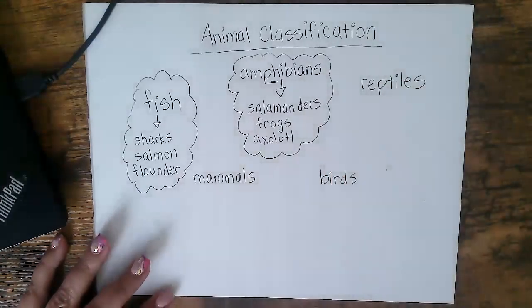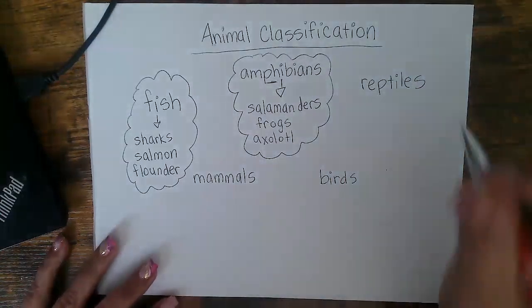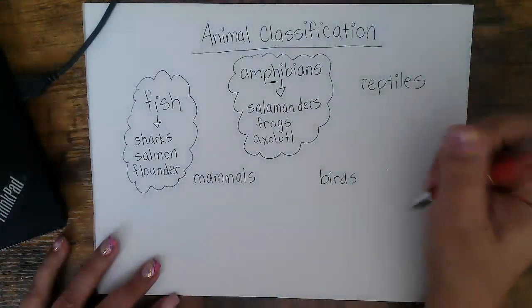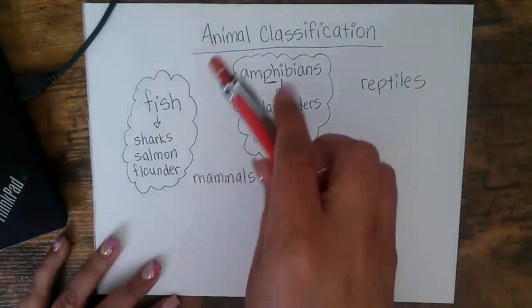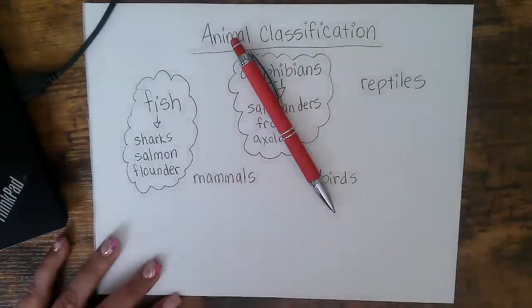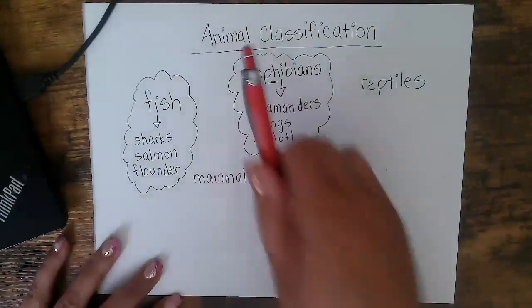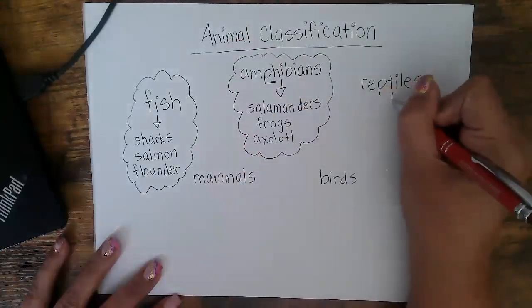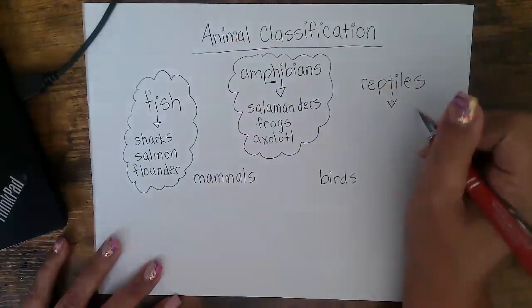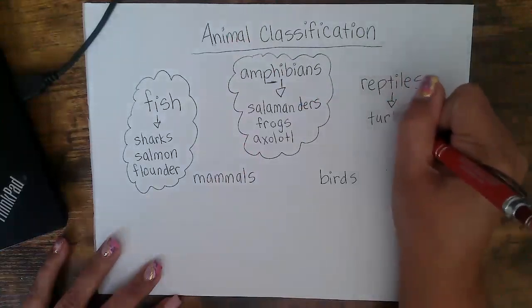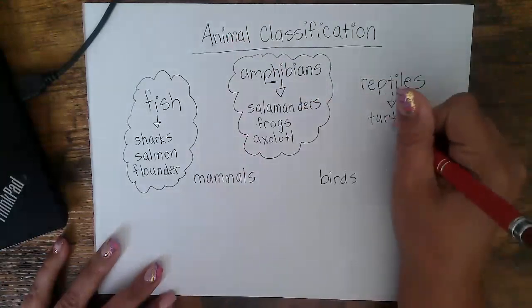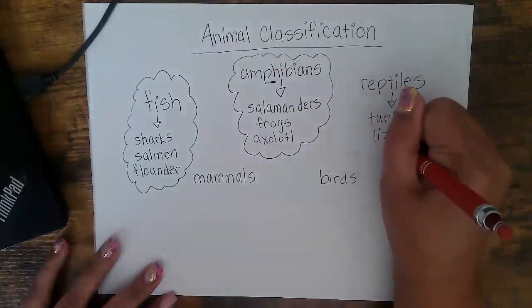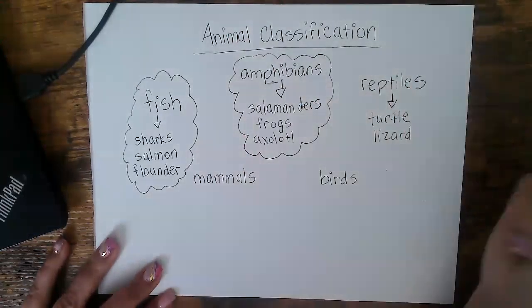Another big classification of animals are reptiles. Pause and share any type of reptile that you know of. Raise your hand. Excellent. I'm going to go ahead and put 3 types of reptiles. I'm going to put turtle. I'm going to put lizard. And I'm going to write crocodile.